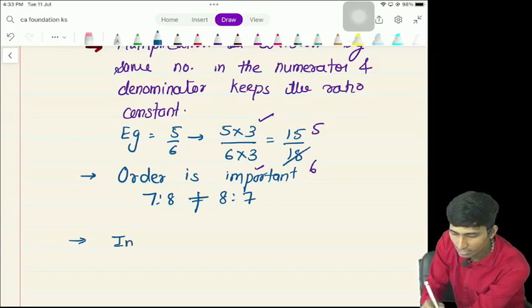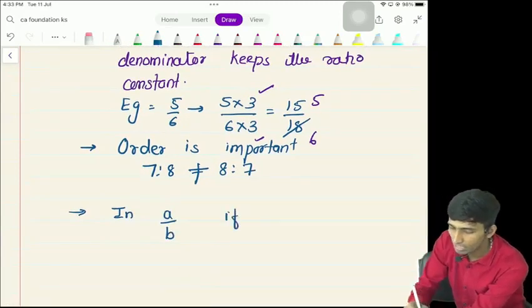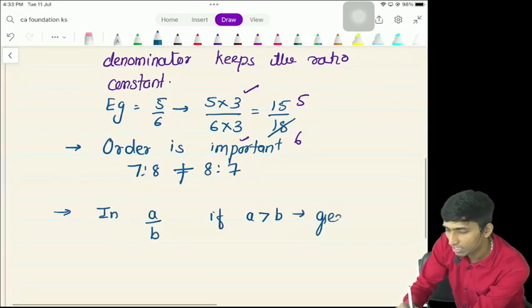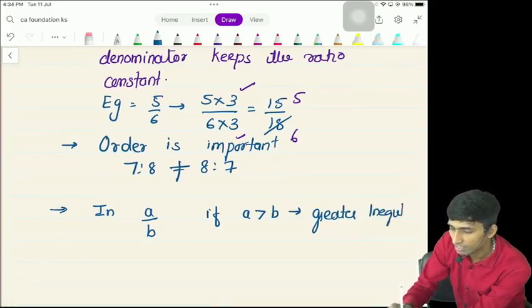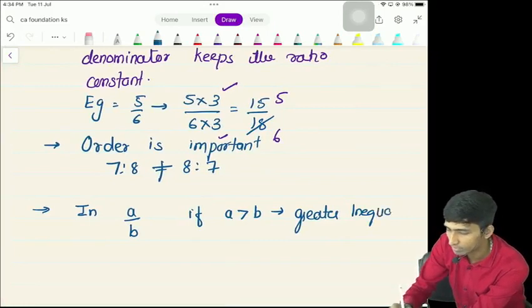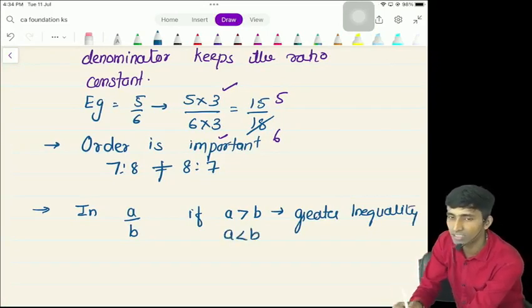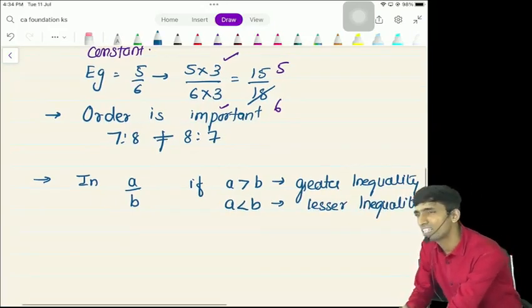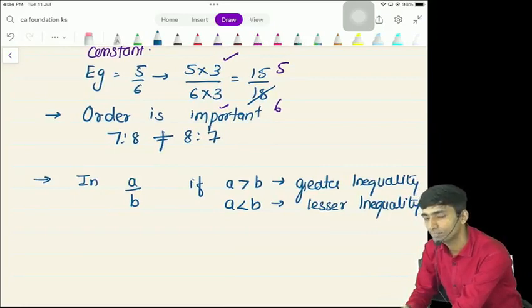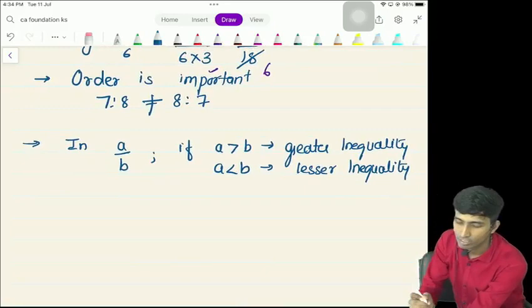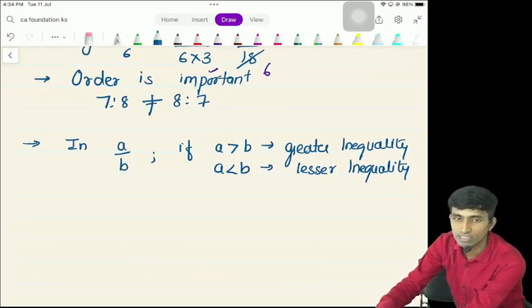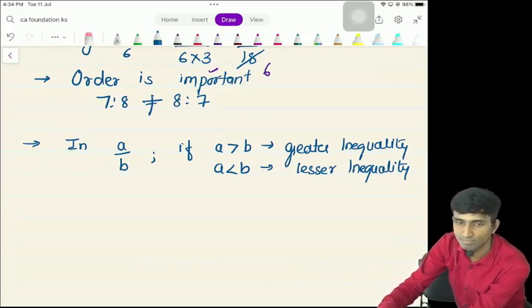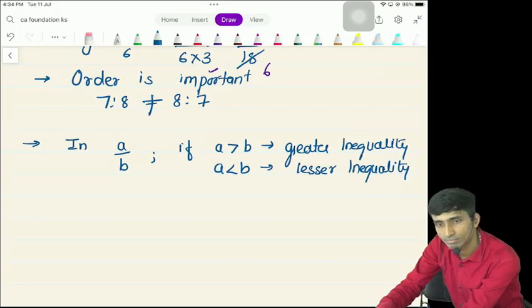Done? In A by B, if this is the ratio A by B, if A is greater than B, then we call it greater inequality. But if A is less than B, then we call it lesser inequality. There is a chance that they will directly ask you a question on this. In A by B, if A is greater than B, it is called greater inequality. Else it is called lesser inequality.